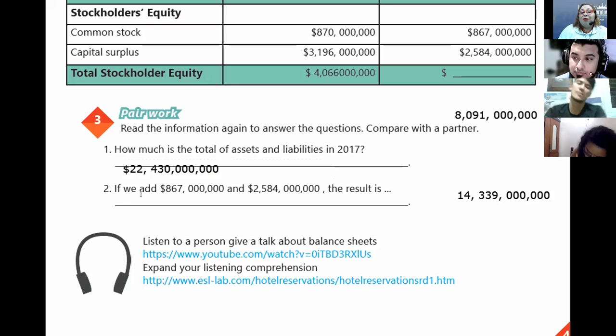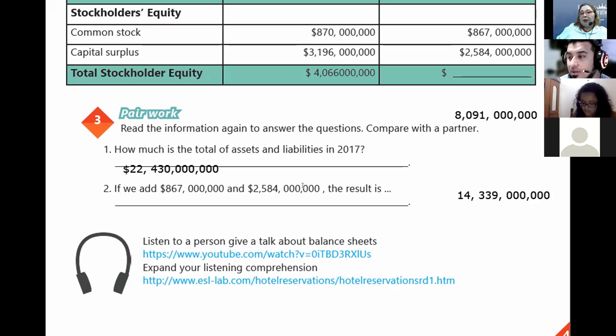Look at this. If we add these amounts, 867 million and 2,584, this is billion, then millions, the result is? We have to add this amount to this amount, and then the result. So 867 million. Okay. 400. Did you do the math already? Yeah. Okay.